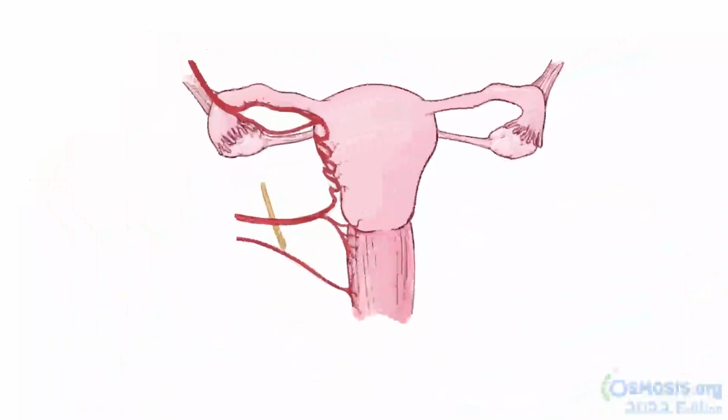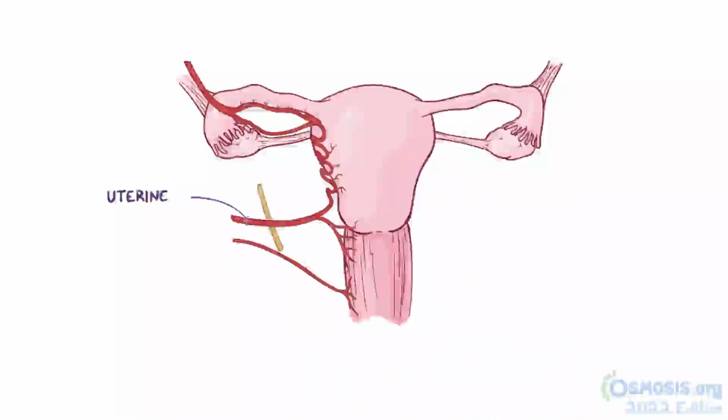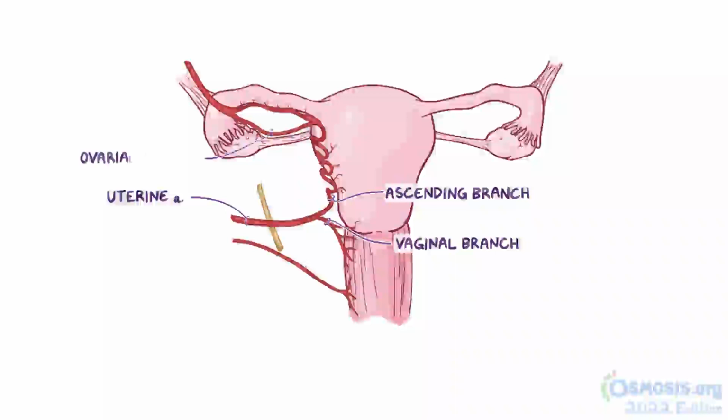At the junction of the cervix and the vagina, each uterine artery divides into two branches, a small descending branch called the vaginal branch, which supplies parts of the vagina and the cervix, and a larger ascending branch, which runs superiorly along the lateral margins of the uterus, supplying it. Each ascending branch gives two branches, the ovarian branch, which supplies the medial aspect of the ovaries, and the tubal branch, which supplies the medial end of the uterine or fallopian tube.